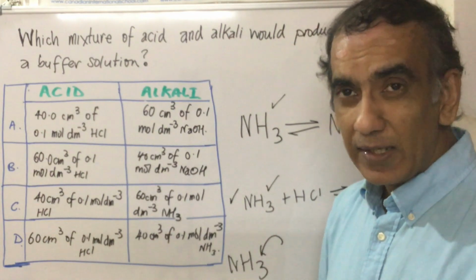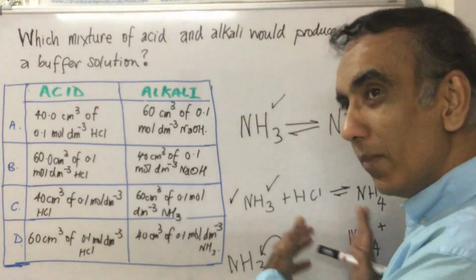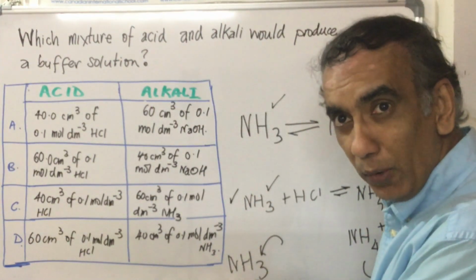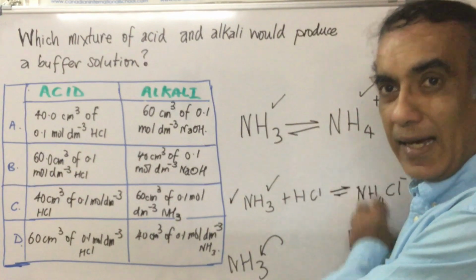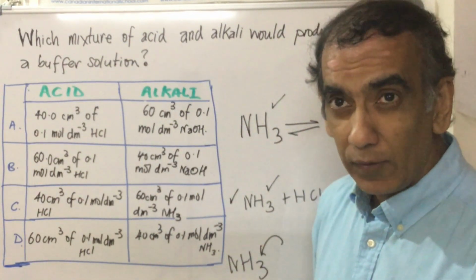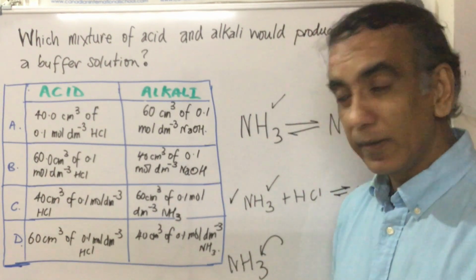To create that scenario where pH changes can be resisted, you need a mix in your flask of a weak base like ammonia and its conjugate acid. Or, like I shared in the last question, a weak acid like ethanoic acid and its conjugate base. Answer to this question, C.